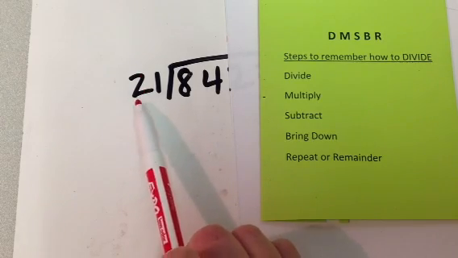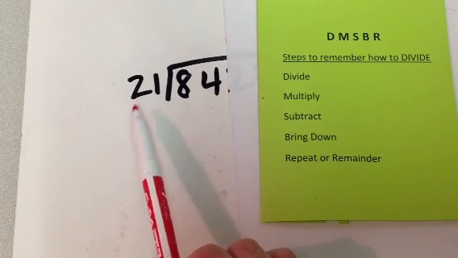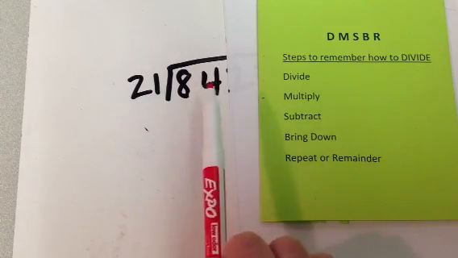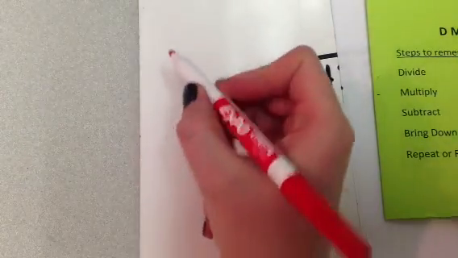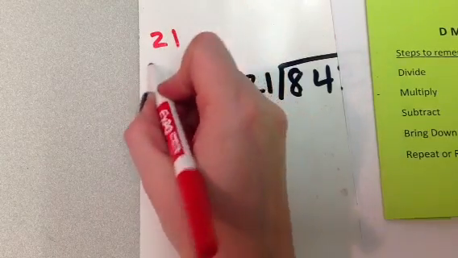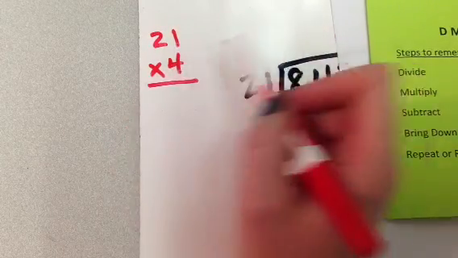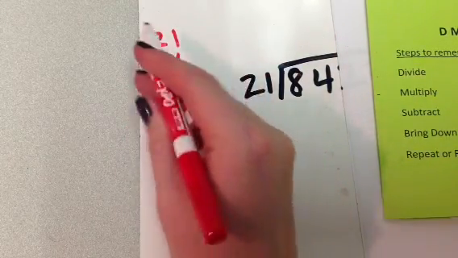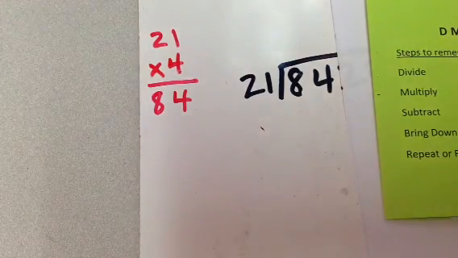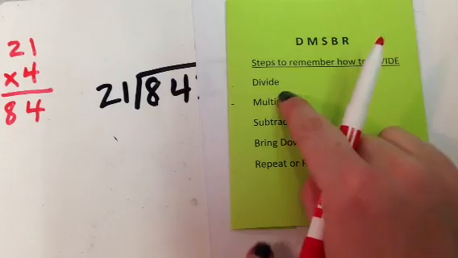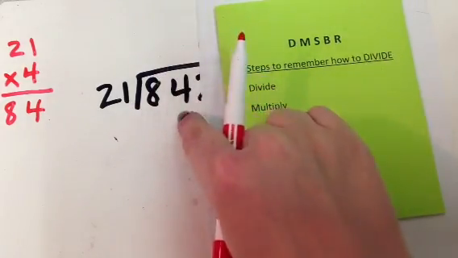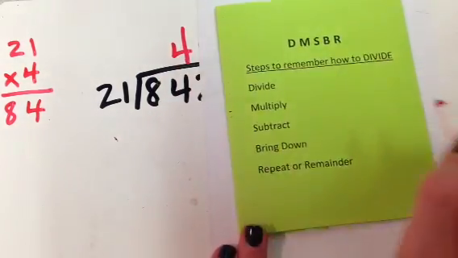Again, 21 is close to 20. And I know that 20 times 4 is 80, right? So I'm going to come over here to the margin of my paper and say 21 times 4. We'll see if that gets me close to 84. Oh my gosh, look at that. In fact, it gets me exactly 84. So I can come back over here and divide and say 21 goes into 84 4 times.